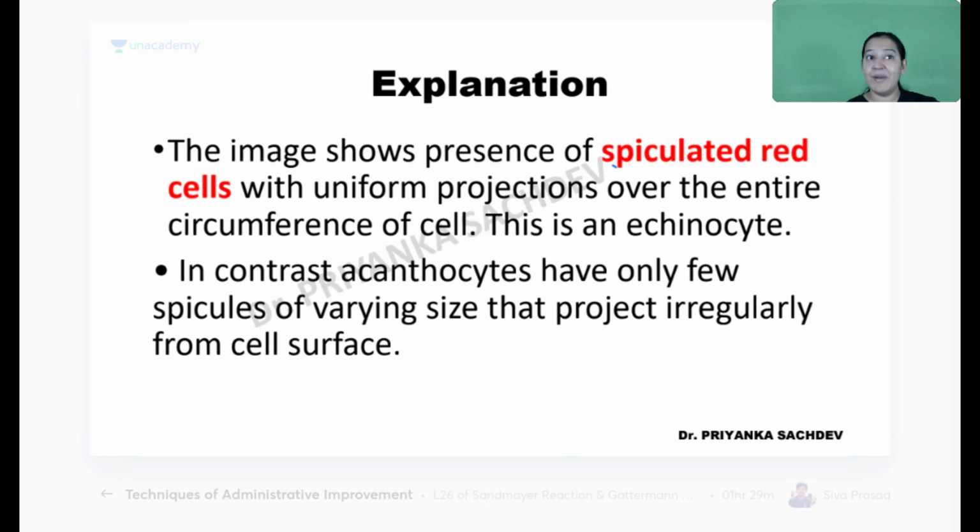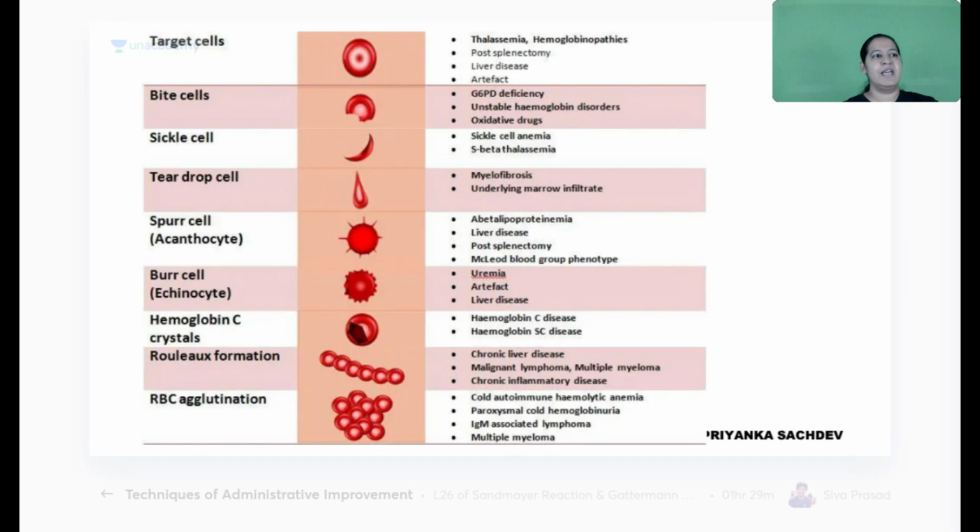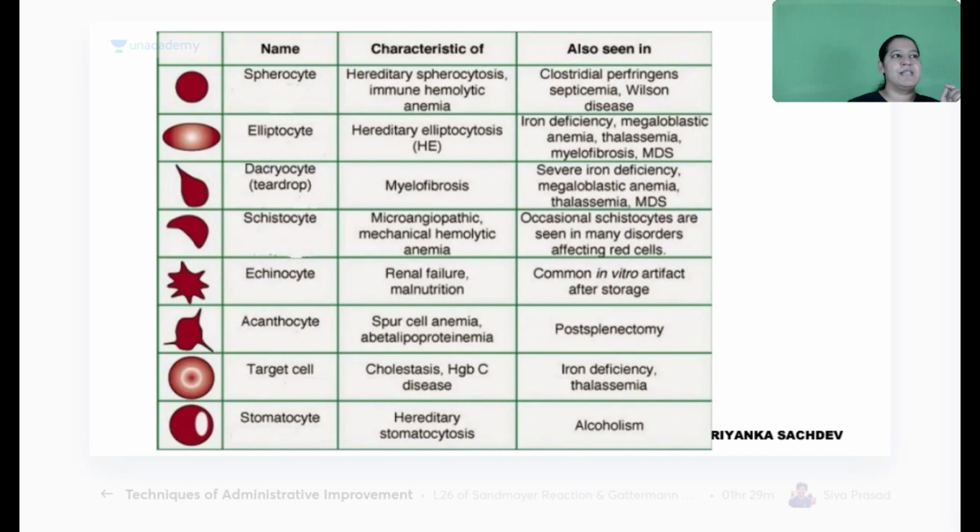Echinocytes have a crenated or spiculated margin. These are the various shapes of RBCs you should know. You should know what a spherocyte is. It is a sphere and there is no central pallor. It is completely red in color. You should identify an elliptocyte. It is egg shaped. You should identify a teardrop cell. The other name of teardrop is dacrocyte.